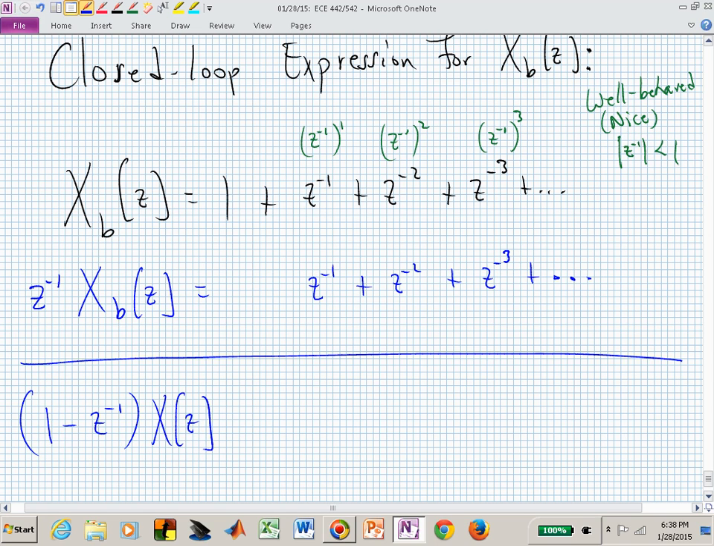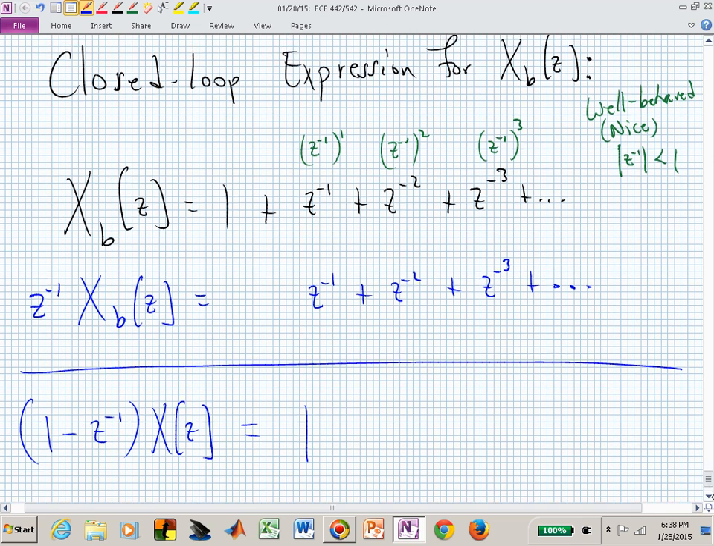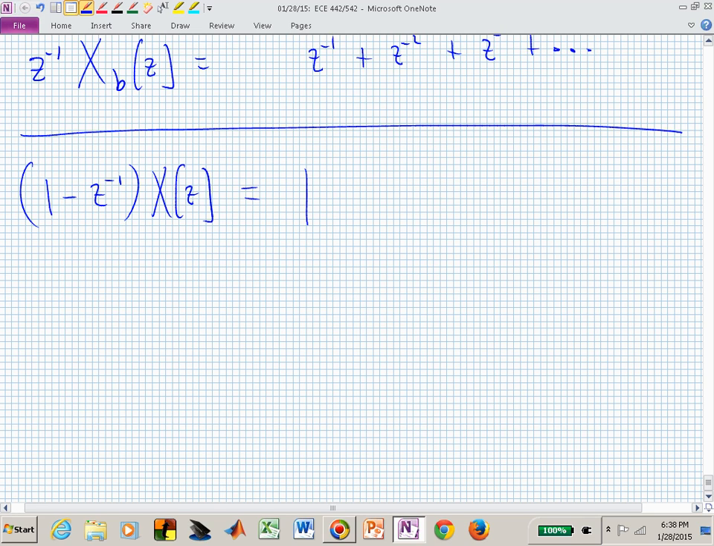Right? I have capital X of z minus z to the minus 1 capital X of z. What's on the right-hand side if I subtract the blue from the black? The tail all goes away, and I'm just left with 1. Now I have capital X sub b of z equal to 1 over 1 minus z to the minus 1.